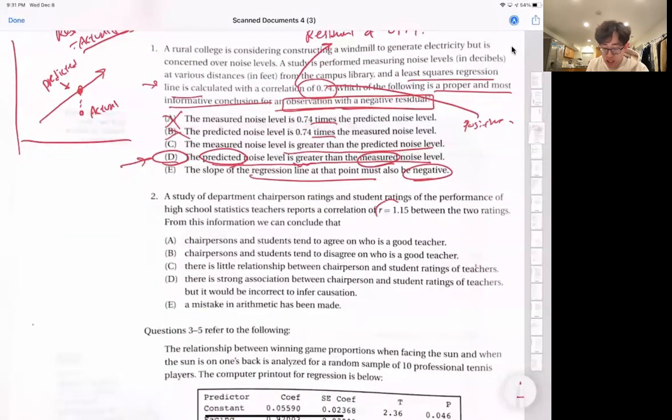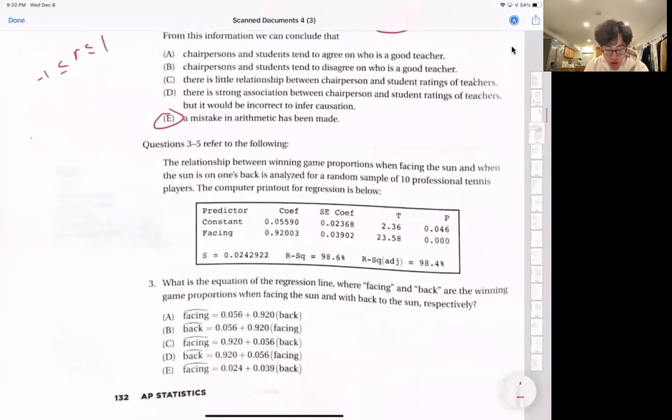Number two, I just take a look at that and go, something's really off, because remember, the correlation coefficient always has to be between -1 and +1. So this is just E. There's got to be some sort of a mistake made. There's no way that you're going to get a correlation coefficient that's beyond +1.